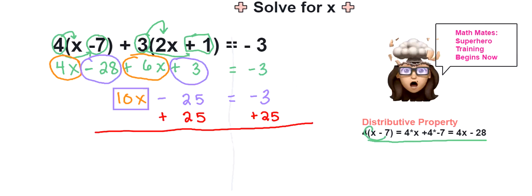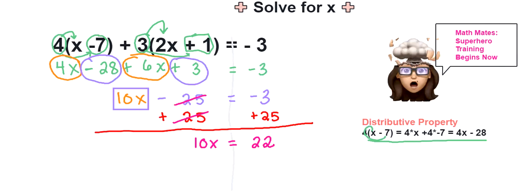When I do that, a negative 25 and a positive 25 cancel out, and I'm left with 10x equals a positive 25 and a negative 3. Since the signs are different, just subtract them. 25 minus 3 is 22. The 25 is bigger and is positive, so this is positive. Am I done with this problem?